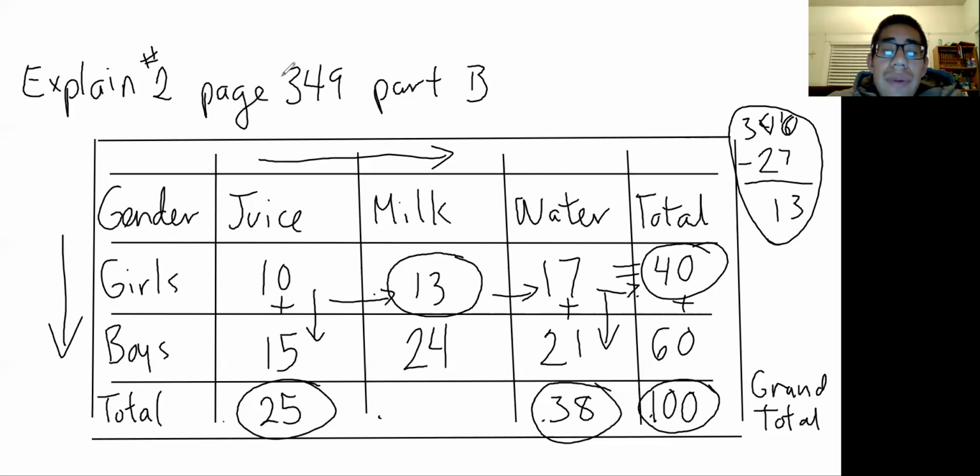So here, the last one, we almost figured this out. The last thing we need is, we know that this is going to be a total now. Now we can solve it. 13 plus 24 is going to be 7. And this is going to be 37.